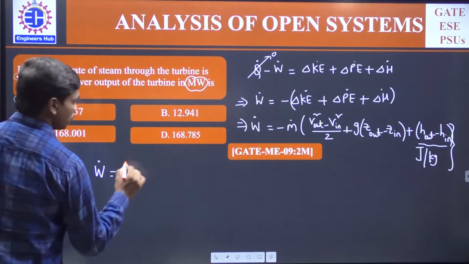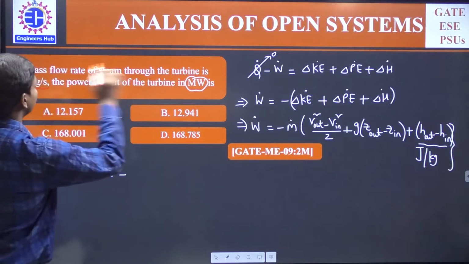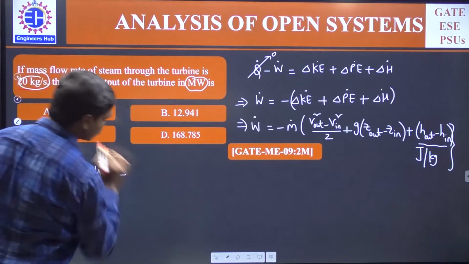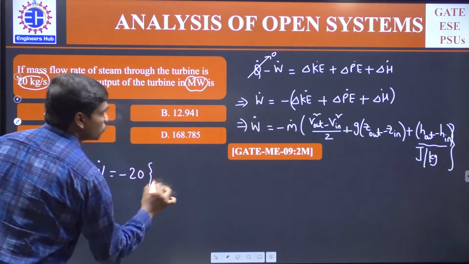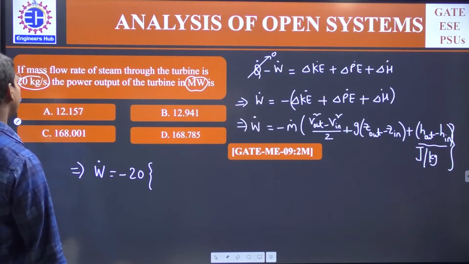W dot is equal to minus m dot. M dot is given as 20 kg per second. Yes or no? It's already mentioned. So minus 20 into V out square minus V in square. Let us go for the data.